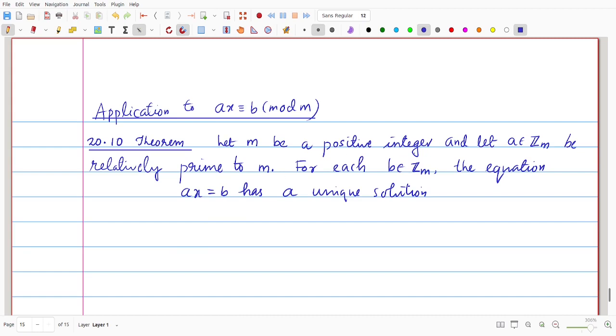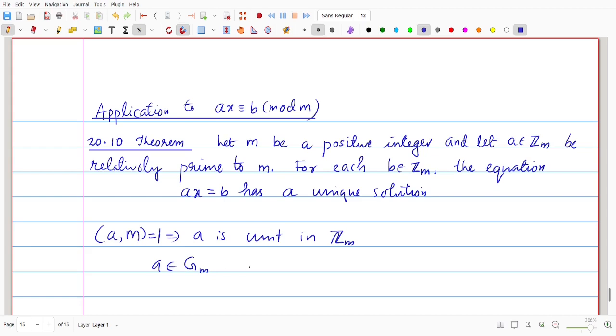Let M be a positive integer and let A belonging to Zm be relatively prime to M. We choose any A which is relatively prime to M. That means GCD of A comma M is equal to 1. Obviously A is not a zero divisor, consequently A is a unit in Zm. What does it mean? This A belongs to the group Gm.